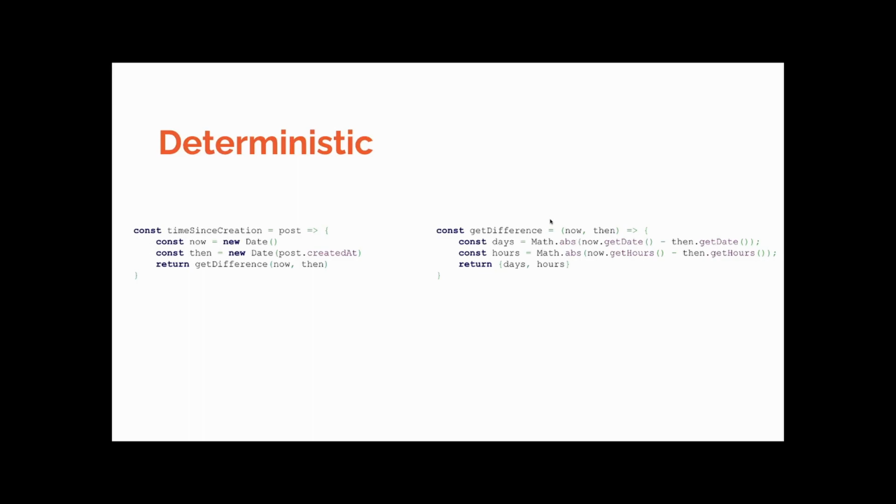But on the other hand, we have another function here on the right, getDifference, and what it does is just calculate the difference between two times, now and then. So the value will always be the same. If you provide the date now for now and yesterday for then, and you calculate the difference, it will always be 24 hours or a day. If you run it in another 100 years, it will still be the same.